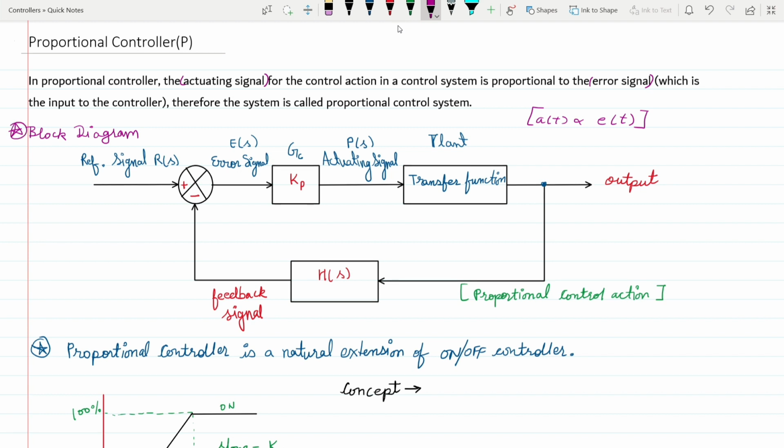In this block diagram, the input is the reference signal R of S. Here is the summer, and here is the error signal. Here is the controller transfer function Kp, the proportional controller parameter, and the next is the actuating signal P of S. Here is the transfer function of the plant, where you can assume any transfer function related to the plant, and here is the output. From the output there is a feedback given to the input, and this feedback is negative feedback. This is the basic block diagram which we are going to use in the entire proportional controller implementation.